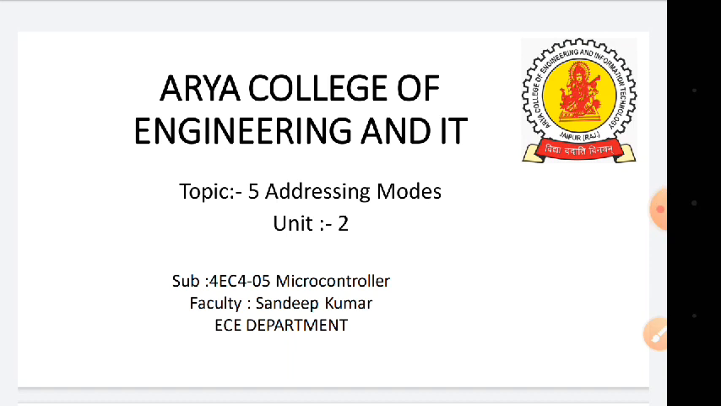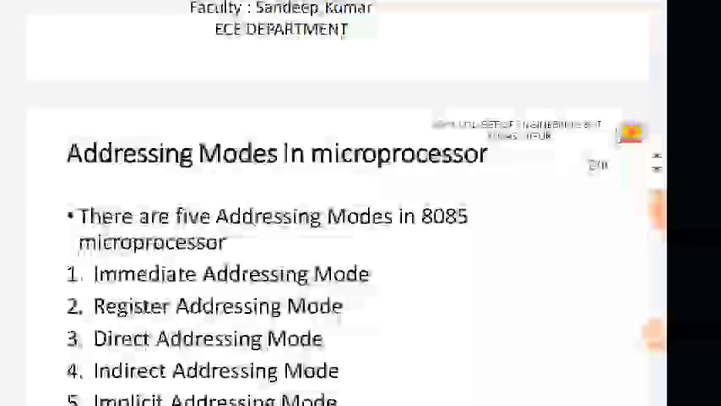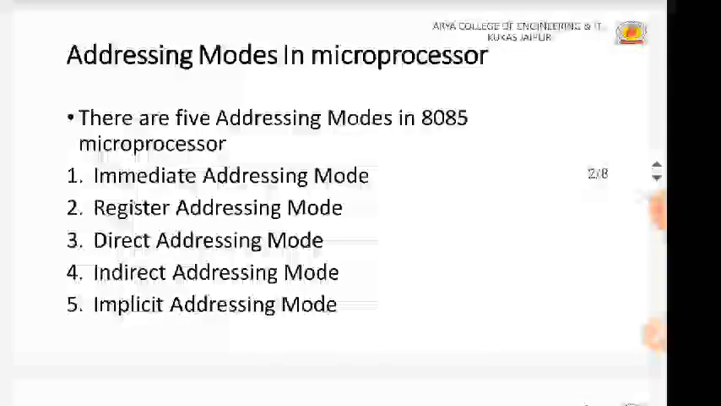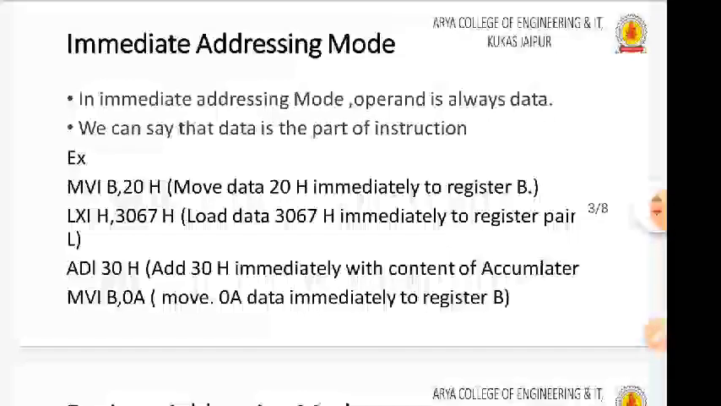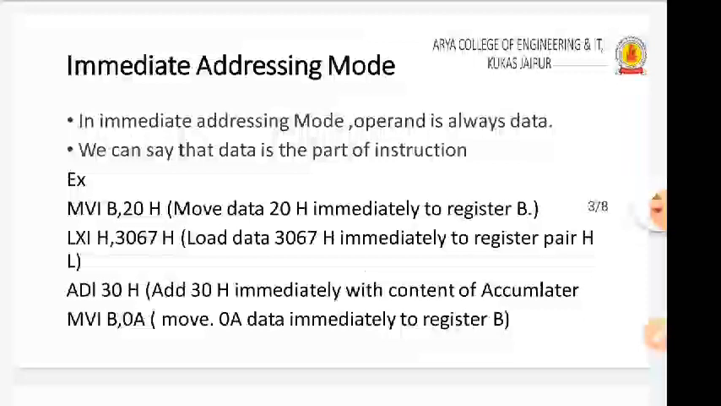Today we will discuss addressing modes. There are 5 addressing modes in the 8085 microprocessor: immediate addressing mode, register addressing, direct addressing, indirect addressing, and implicit addressing. First of all, we will discuss immediate addressing mode.